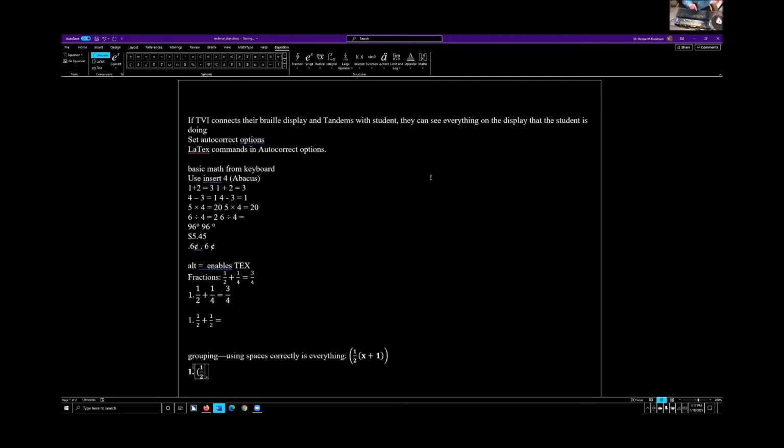It immediately puts it in as a half. If you do not put your space bar in there, the fraction will not come out correctly. It will join itself to the x plus 1. So I'm going to go ahead and do left parenthesis, and then x plus 1, right parenthesis. And again, enter.